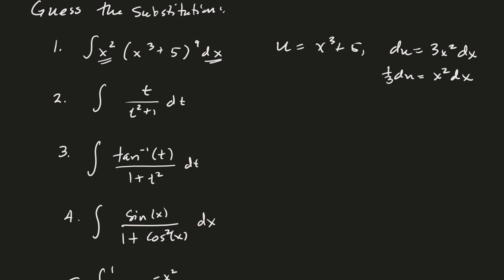Good. All right. And how about the next one? Can you guess the substitution for number 2? Go ahead and pause. Are you back? Did you guess u equals t squared plus 1? That's the one I would guess. So then du would be 2t dt. Or again, you could divide by 2, so 1/2 du would be your t dt, which is sitting right here. Let's use a different color. Good. All right. How about number 3?